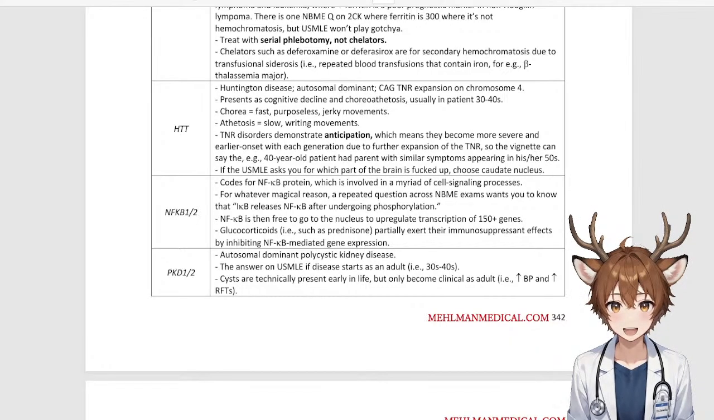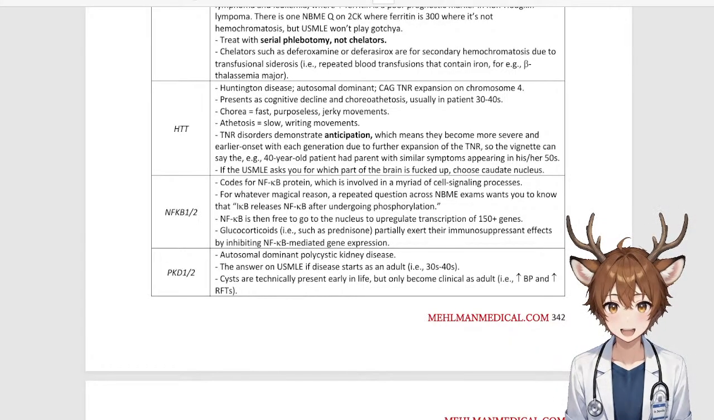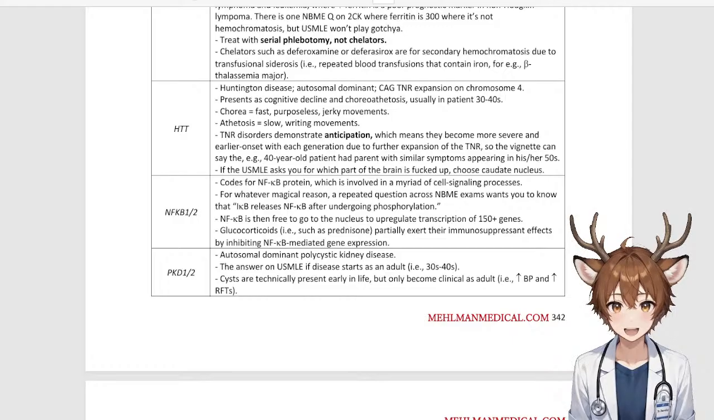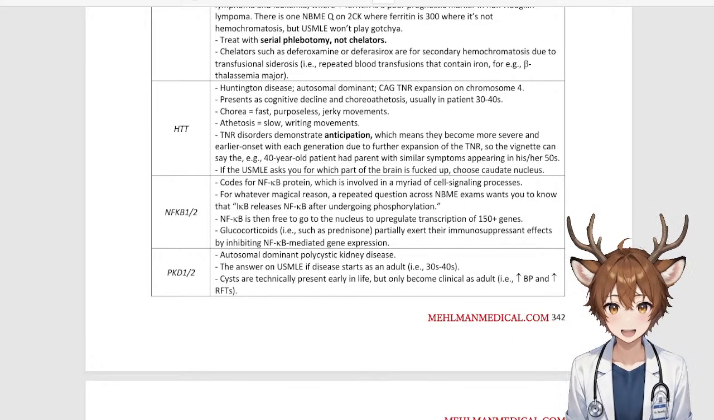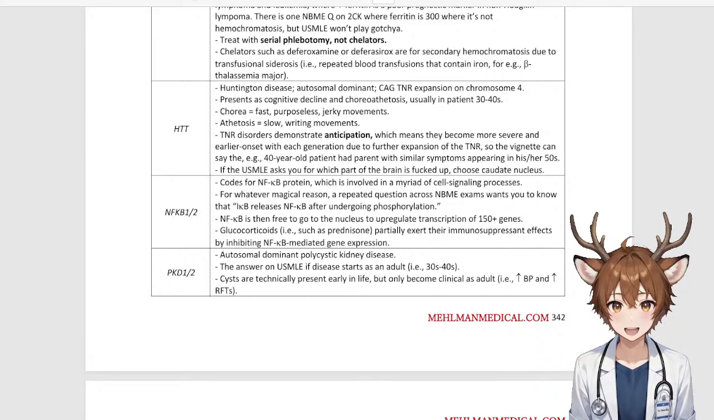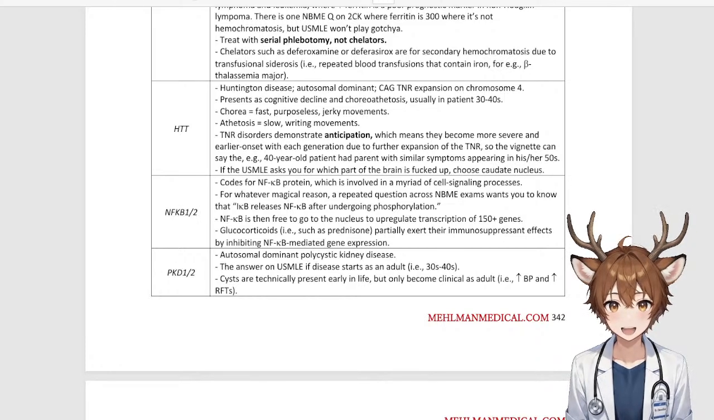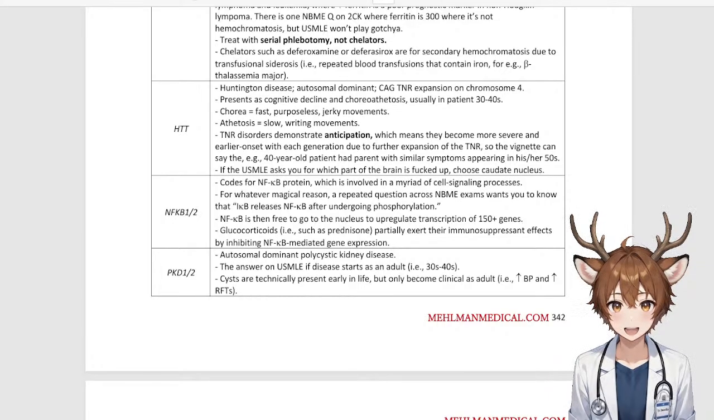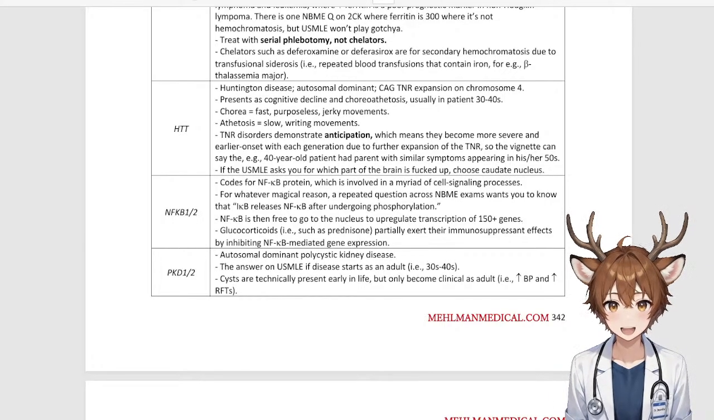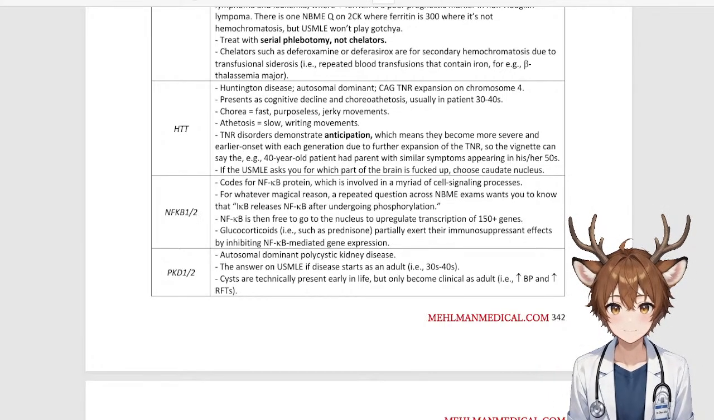So trinucleotide repeat disorders demonstrate anticipation, which means that they become more severe and earlier onset with each generation due to further expansion of the TNR. So the vignette can say that the 40-year-old patient had a parent with similar symptoms appearing in his 50s. If USMLE asks you which part of the brain is messed up, choose the caudate nucleus for Huntington's disease.